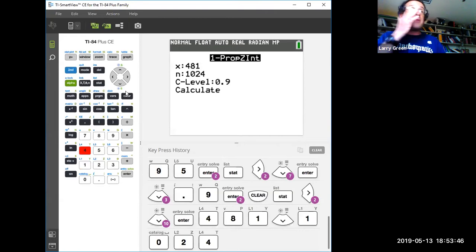Which is a special number, by the way, for the computer science nerds like myself, because 1 megabyte is 1,024. You don't have to know that, though.